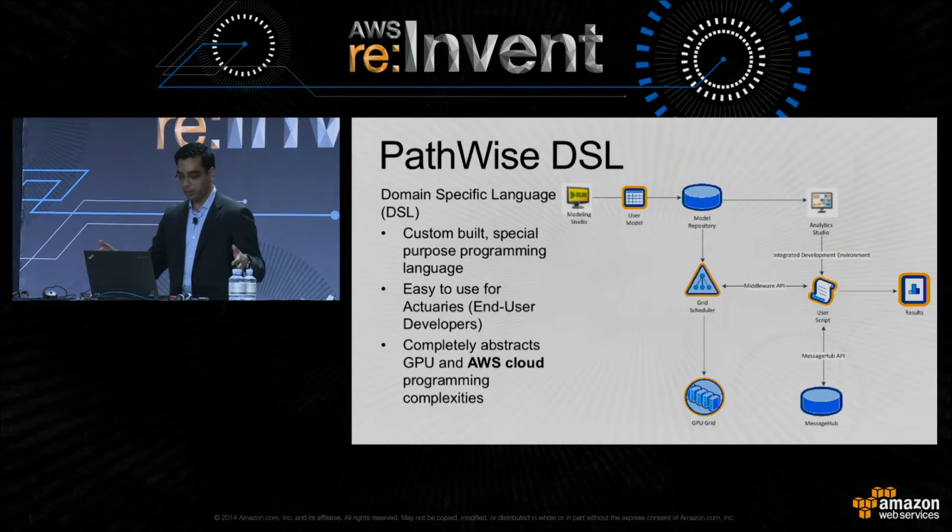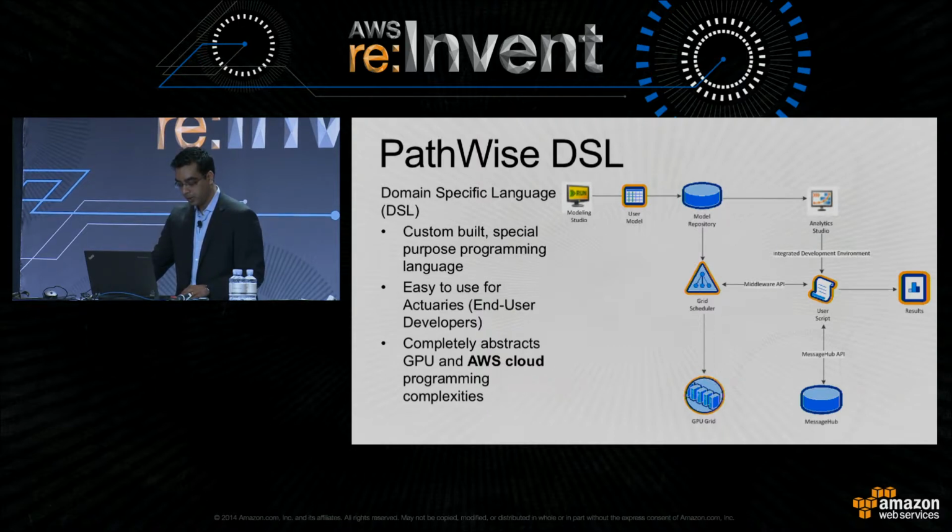We give the quant or actuary an interface where they just focus on the business logic, the business problem. The compiler takes care of everything else, so that once it's done, they click a button, and their simulation will be able to run on 100 GPUs on an elastic cloud without them ever having known anything about GPUs or AWS APIs.